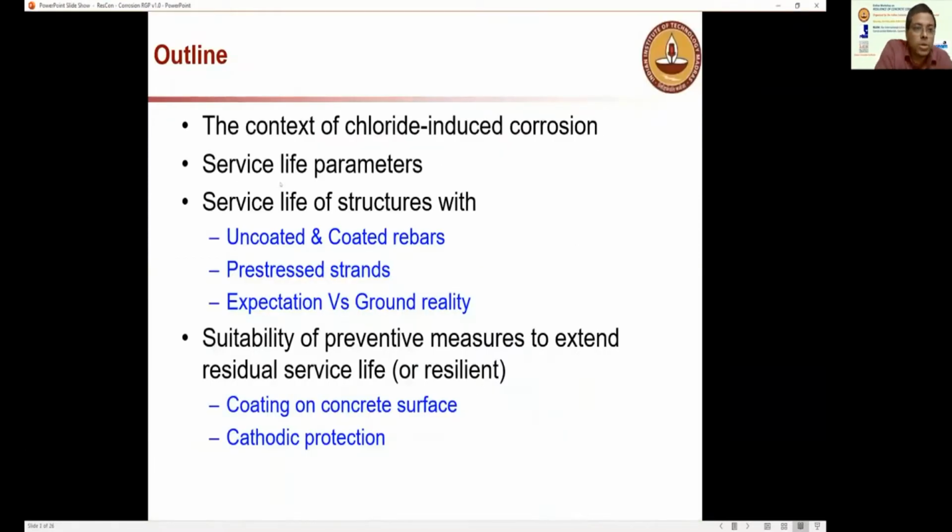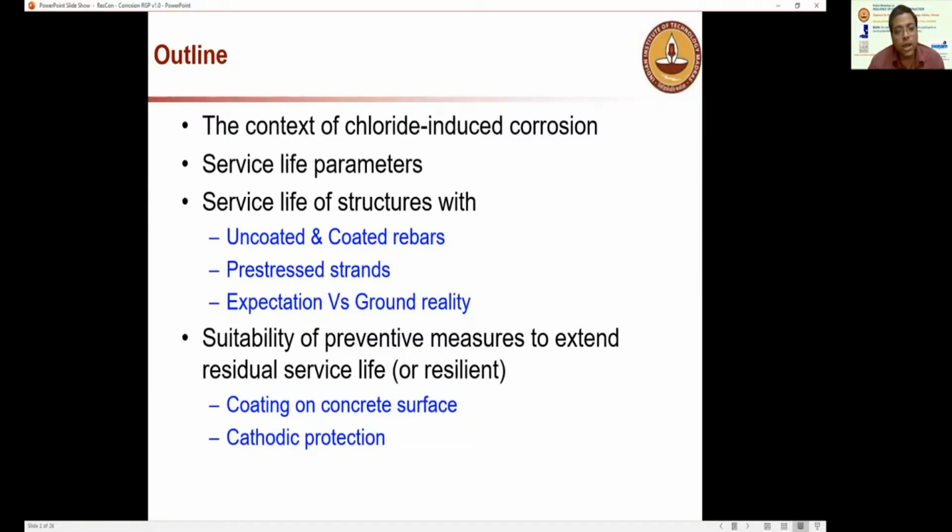The outline of my presentation is, first, I will talk about the context of chloride-induced corrosion when we talk about resilience, and then service life parameters, and then service life of structures, specifically with uncoated and coated rebar systems, and also pre-stressed concrete strands. That will be the boundary for today's discussion.